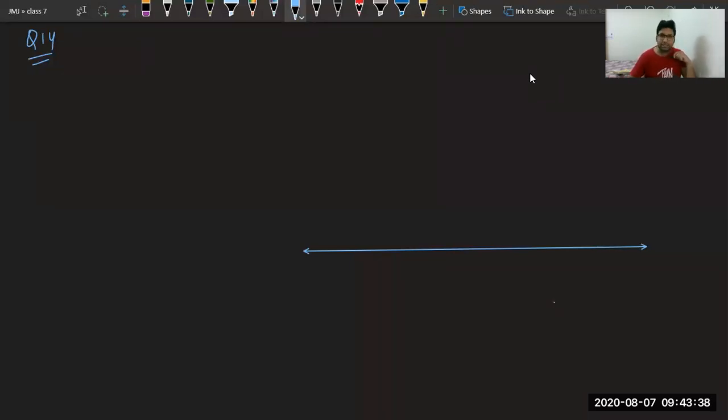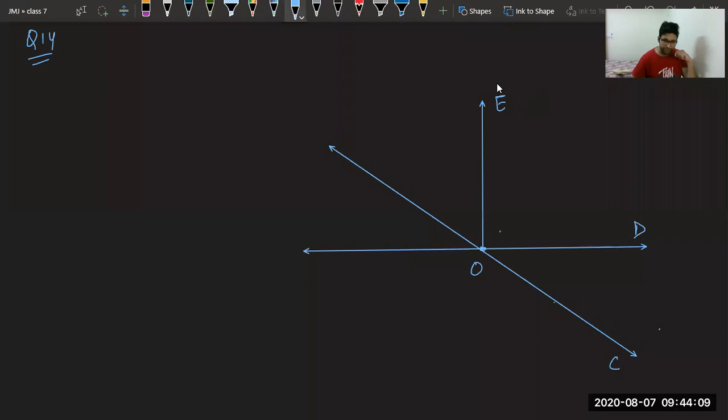Okay, the second line is this one. And the third line is a perpendicular one like this. I'm trying my level best to make it exactly the same. If anything is wrong, please ignore that. So this is the case. Names are given to you: Ray OE, Ray OD, Ray OC, Ray OB, Ray OA.